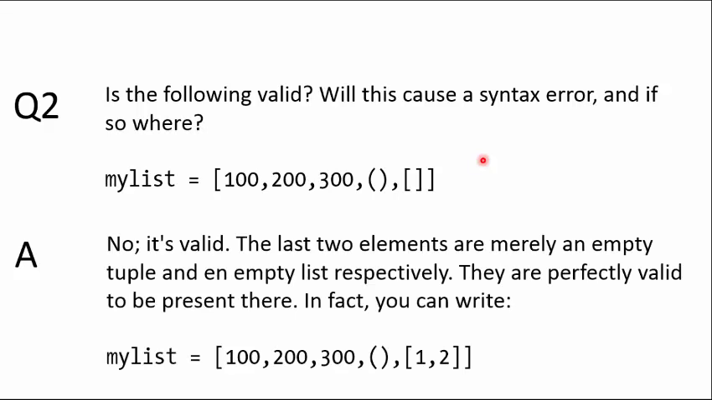No, it's completely valid. The last two elements are merely an empty tuple. So this one is a tuple. This is a list. Remember, a tuple is nothing but a list which is read-only. You cannot change it. And a list is nothing but a bunch of things. It is perfectly okay to have a null list and a null tuple as part of a list.